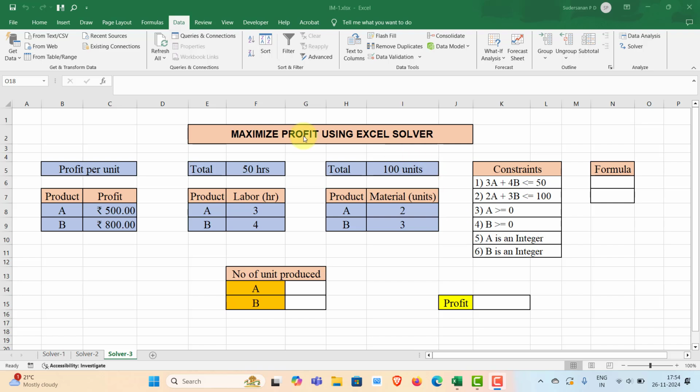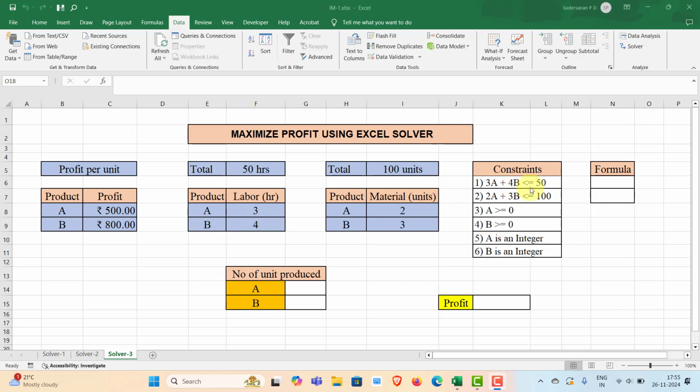Now, by knowing these conditions, we can form the constraints like this. So here 3 hours of labor is required for producing an item A. If 1 unit of product A is produced, it requires 3 hours. If 2 units, it means 6 hours are required. So 3 times the number of units of A gives the number of hours taken for producing A. Because A takes 3 hours, 3 times A is the number of hours required to produce A units of that product. And B takes 4 hours, so 4 times B will give the number of hours taken for product B.